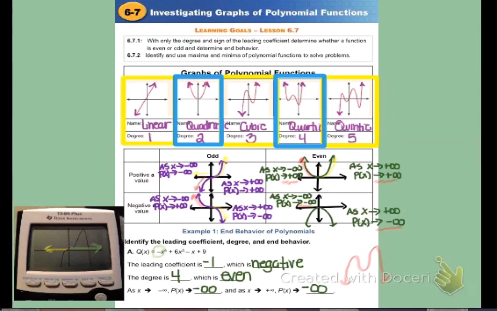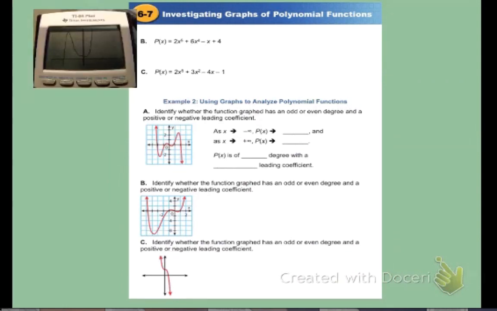Let's go ahead and turn the page. Okay, so I went ahead and graphed this next function, 2x to the fifth plus 6x to the fourth minus x plus 4. First of all, I want to look at the leading coefficient. The leading coefficient is 2, and that's a positive number. The degree is 5, so it's a quintic equation, and that's an odd number.